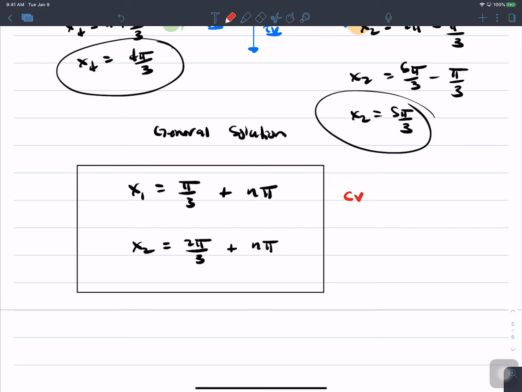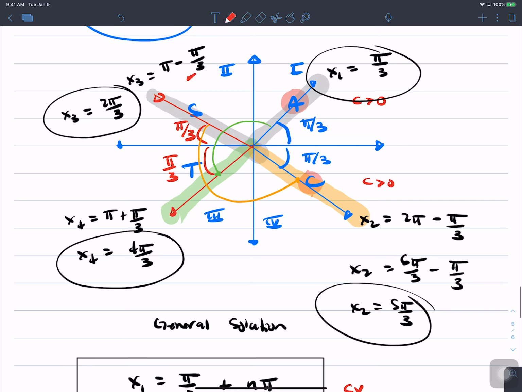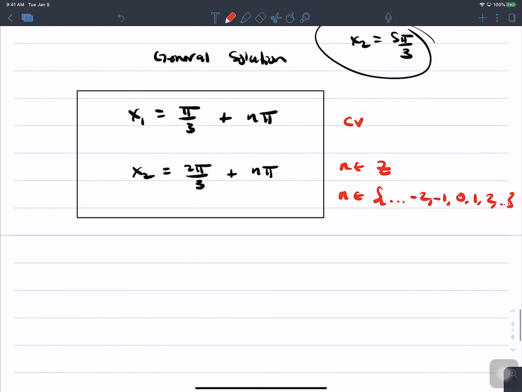The CV. And there's infinitely many. N is an integer, right? N is in this set. So, yeah, go back and study your trig equations. I have videos on my website and on YouTube about how to solve these. Essentially, that's how you look at it. So we got pi over 3 plus n pi, and then 2 pi over 3 plus n pi, generally speaking, the general solution. There it is.